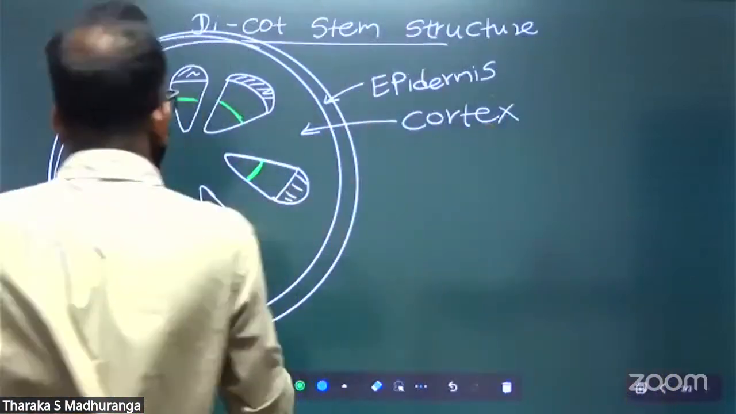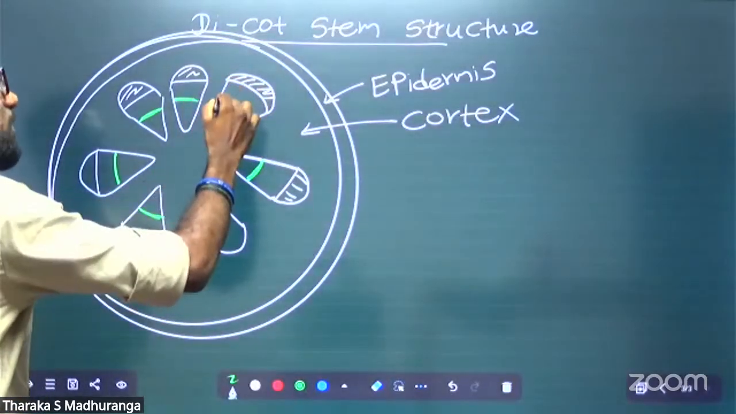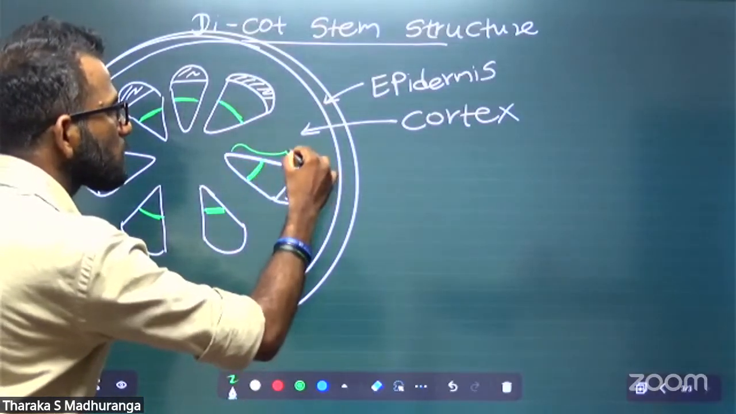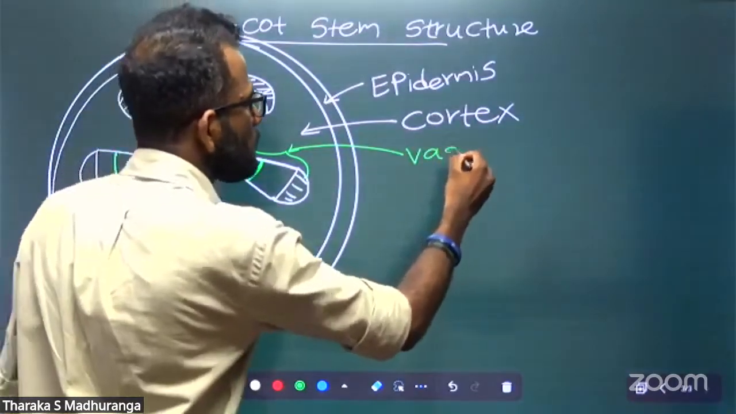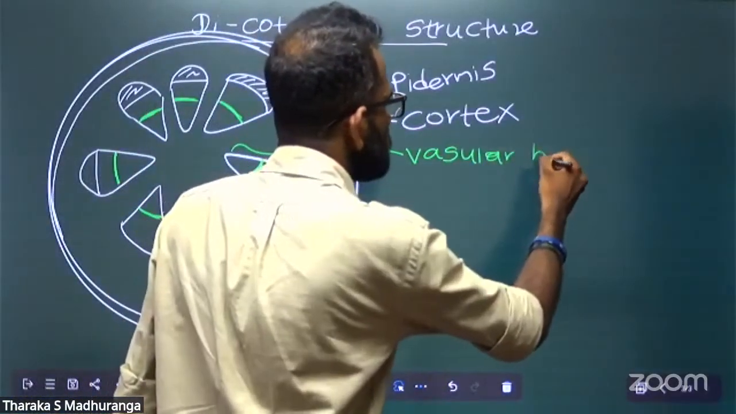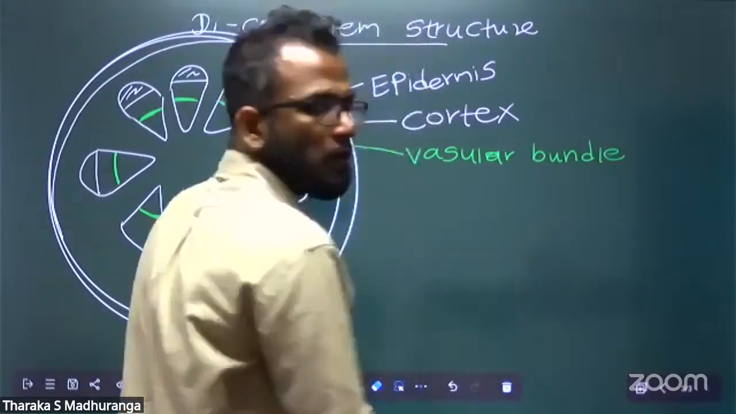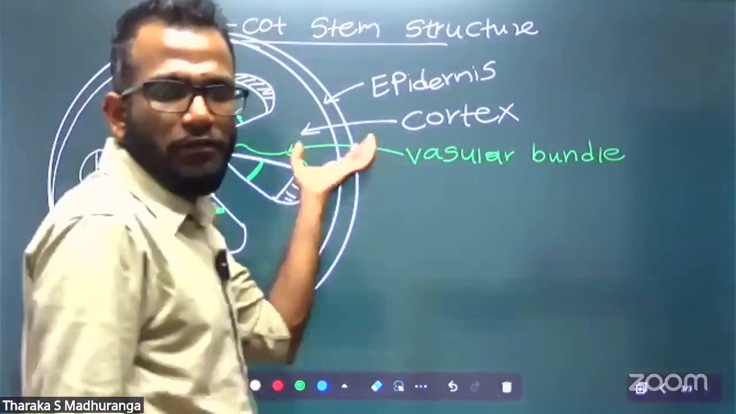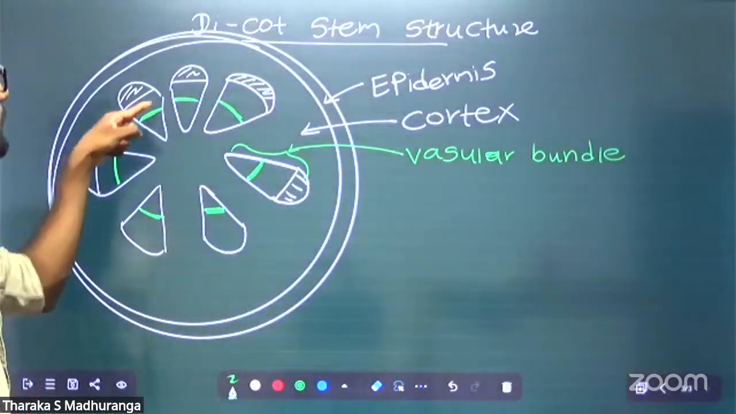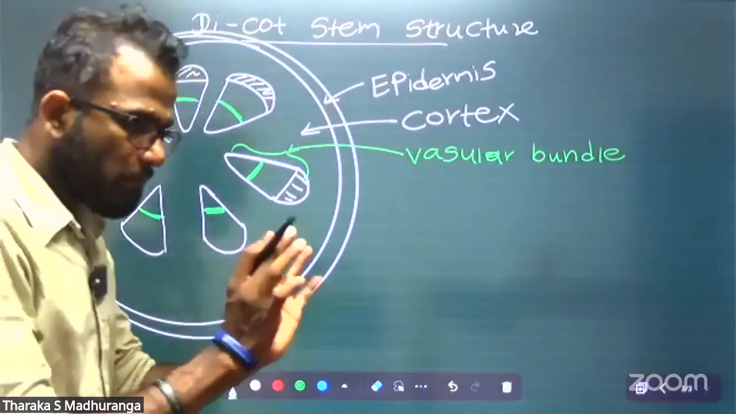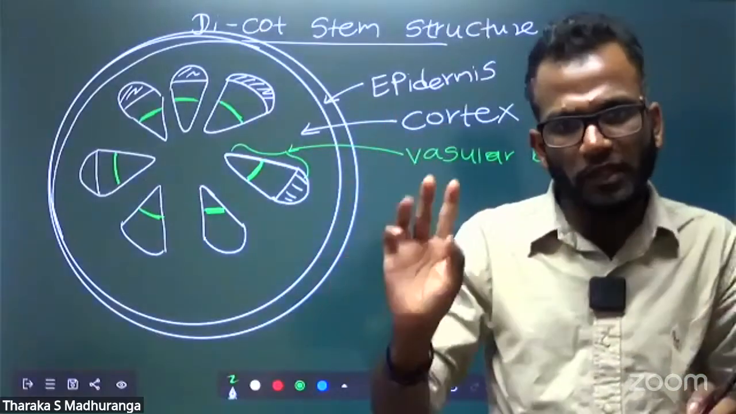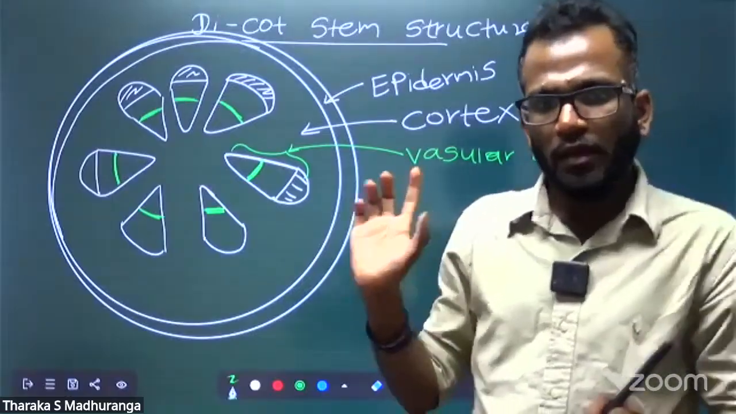Now, this full bundle we call a vascular bundle. Understand? The full bundle we call a vascular bundle. In the middle of this vascular bundle, it is cambium tissues. Now, later I will explain. It is mainly two types. I will explain what the two types of cambium tissues are.